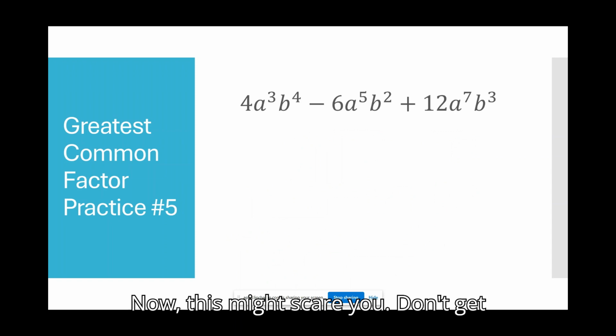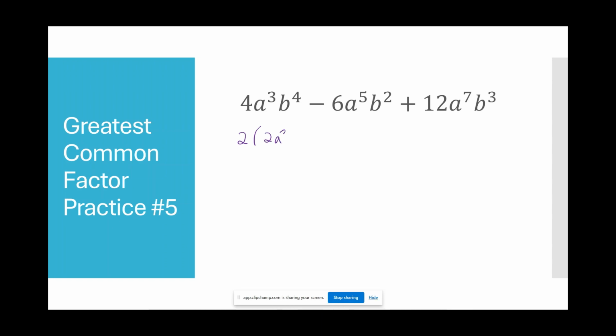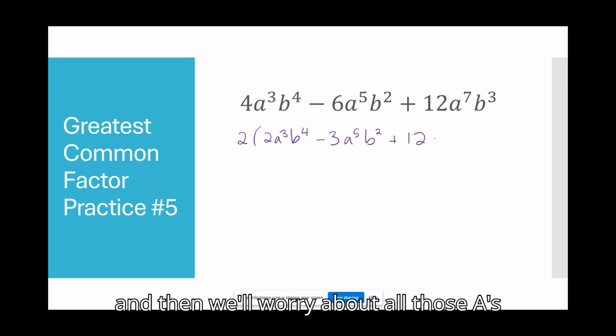Now, this might scare you. Don't get scared. We're going to focus in on what we can do. Let's do the coefficients first. That part looks easier. 4, 6, and 12. 2 is going to come out of all of those. And then we'll worry about all those A's and B's.